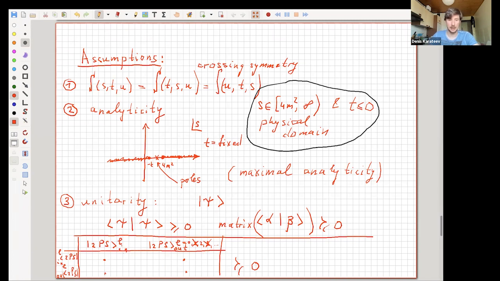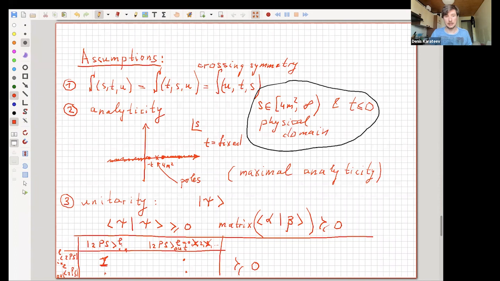Let's see what entries we have. When we take a two particle state in and two particle state out, two particle in with two particle in state, these live in the same Hilbert space. This is basically the same state, and the inner product is some constant. The normalizations are normally chosen in such a way that this is simply one.